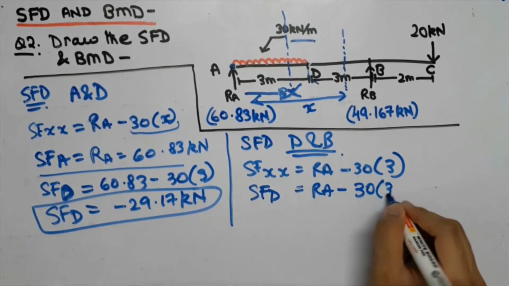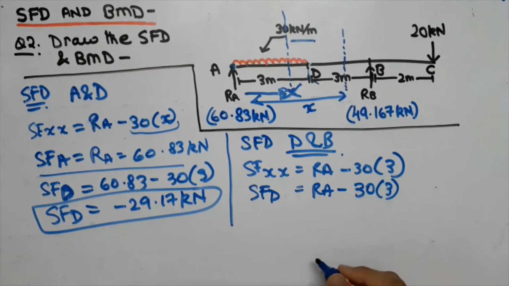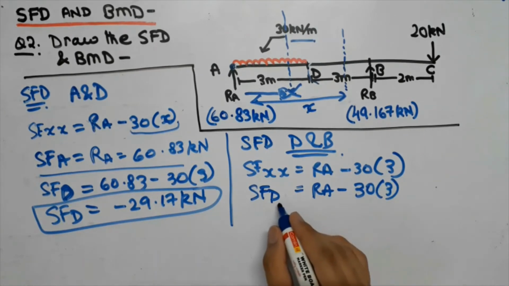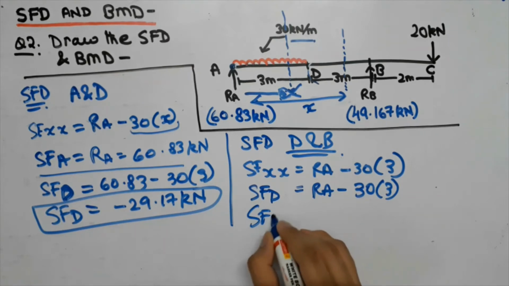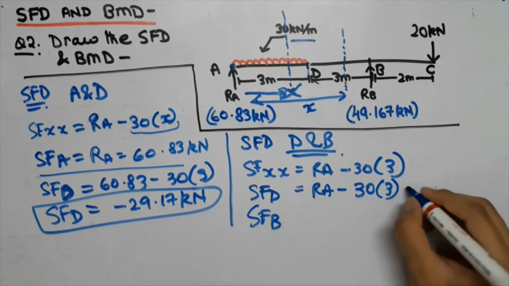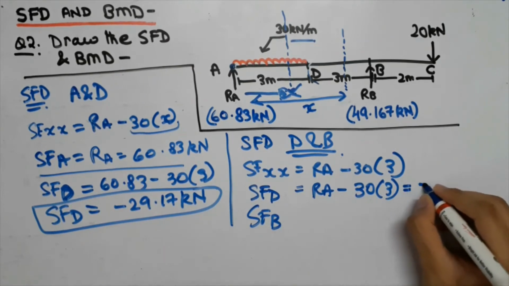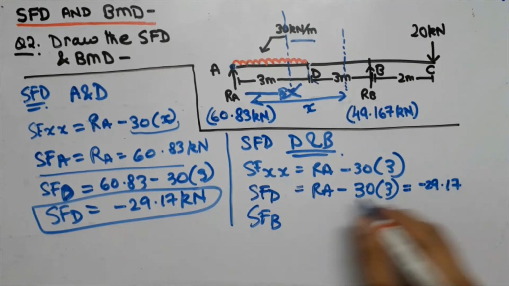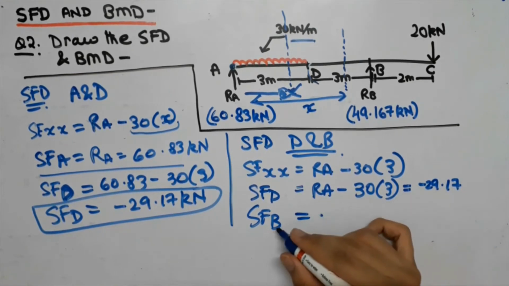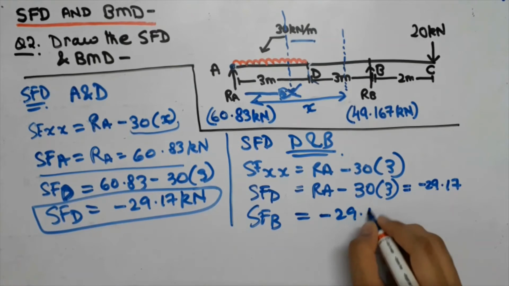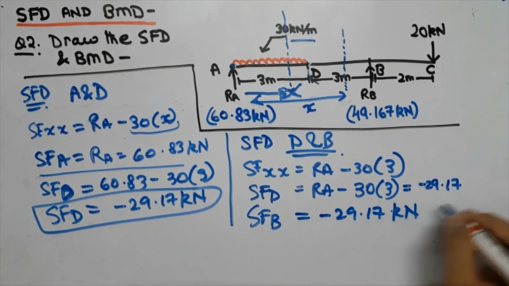Now here you can see that this equation is independent of x. So the value of shear force at point D and shear force at point B will come out to be same. That is, on solving this you will get minus 29.17, and similarly shear force at B you will also get minus 29.17 kilonewton.